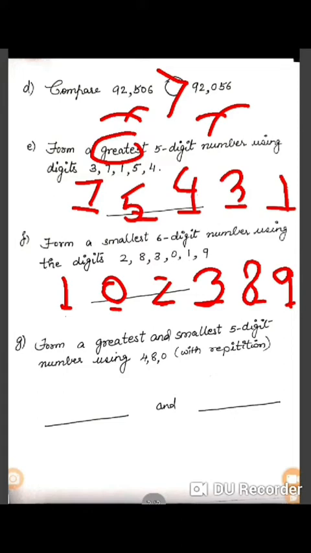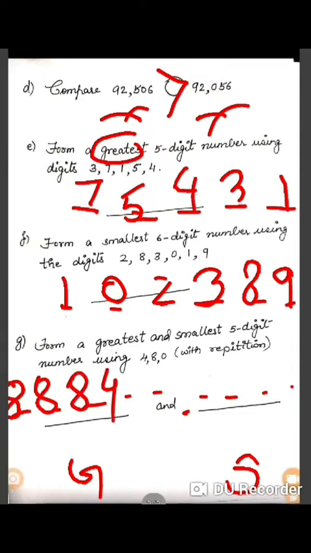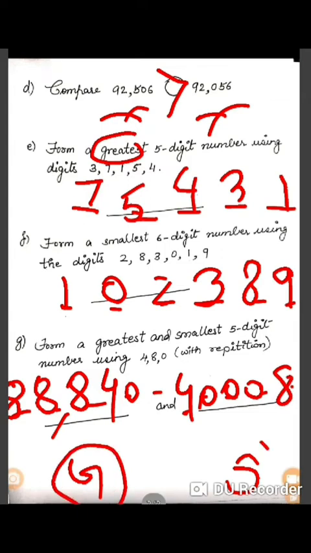The next question says to form the greatest and smallest 5-digit number using 4, 8, 0 with repetition. Now, one time I have to make a greatest number, children. One time I have to make a smallest number. Both times we are making a 5-digit number. So, it is 1, 2, 3, 4, 5. Okay. For the greatest number, as I know that in the question I can repeat the digits, it can be 8, 8, 8, 4, 0. And for the smallest, as I cannot keep 0 at the first place, I'm going to keep 4, 0, 0, 0, 8. So, I got my greatest number and my smallest number. Hope you understood, children.